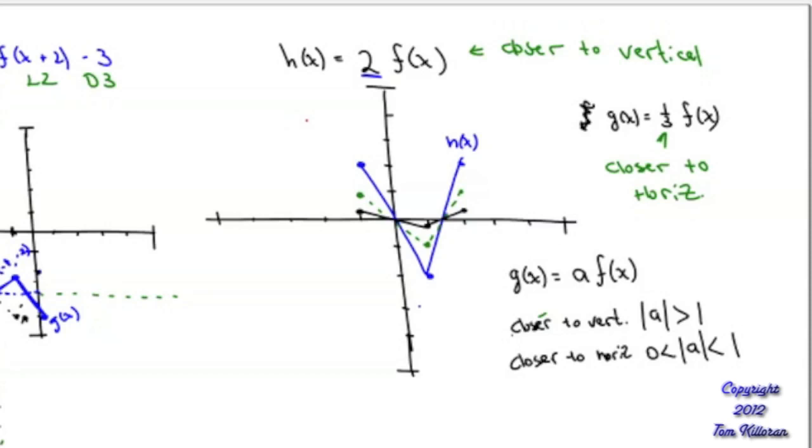So let's try one more. A horrid one. Let's do everything I've taught you so far. g of x is equal to negative 3/2 f of x minus 3 plus 2. I think that takes care of most of the things I taught you.